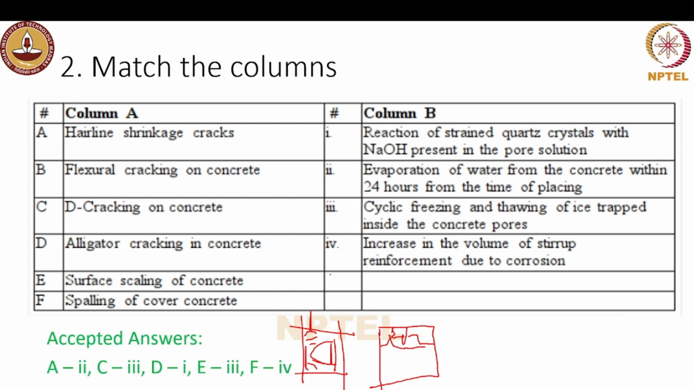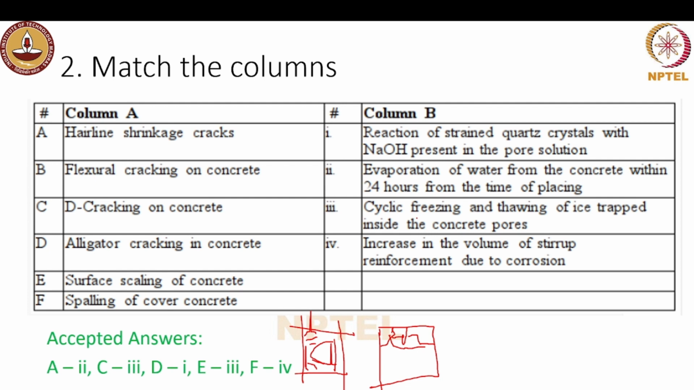Okay. So what can be the results? First, as you have said, hairline cracking is mainly because of evaporation, and flexure cracking because of freezing and thawing, and decracking is mainly because of reaction of quartz crystal with NaOH present in pore solution. And sorry, it's alligator cracking. What is happening because of this reaction? In the pore solution, the moisture is getting removed from the concrete, and because of the less moisture availability, you are getting this map kind of cracking. So that is because of reaction of NaOH with quartz crystal.